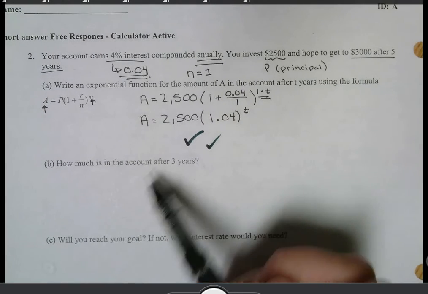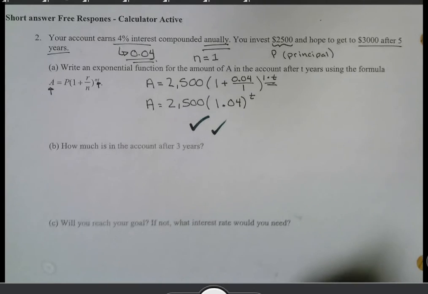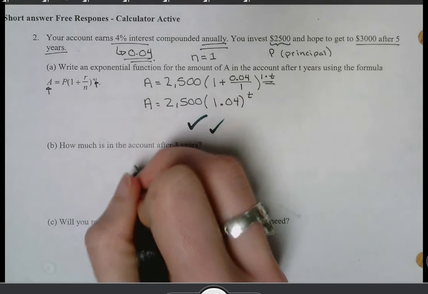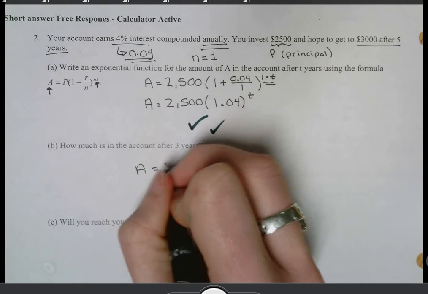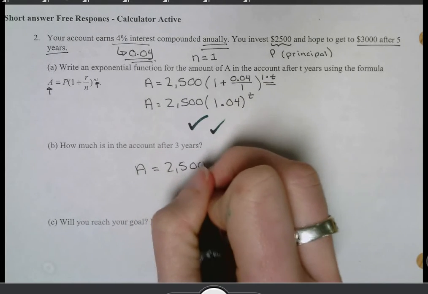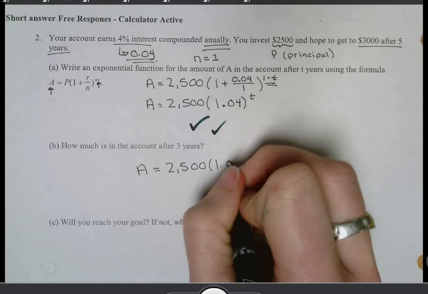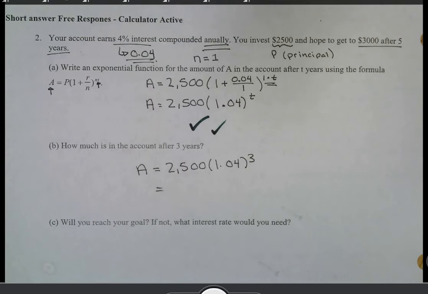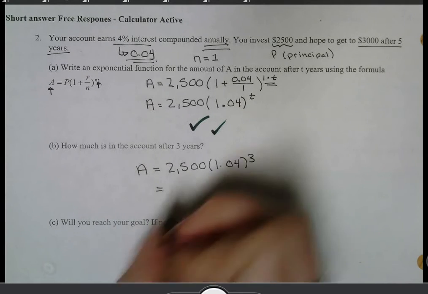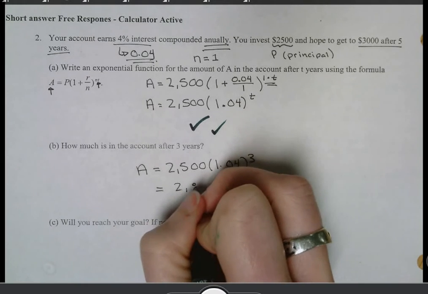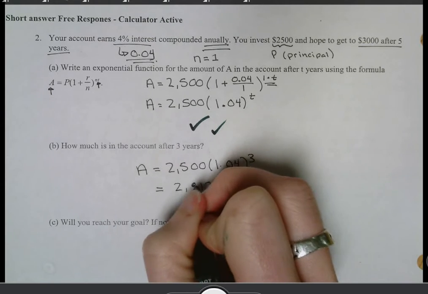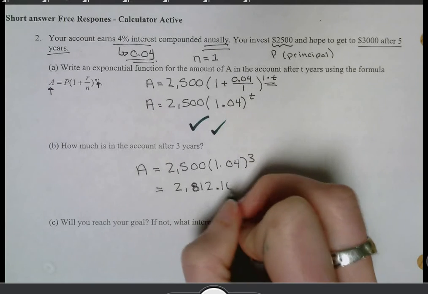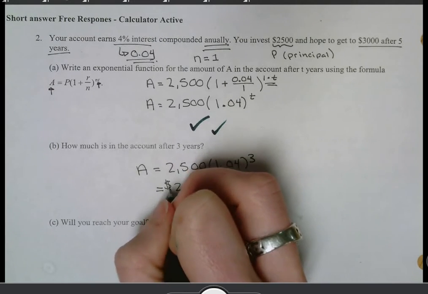For B, it says how much is in the account after 3 years. So what I'm going to do is take that equation I made and plug 3 in. So A is equal to 2,500 times 1.04 cubed. When I do that, we're going to get out $2,812.16. Don't forget your dollar signs here.